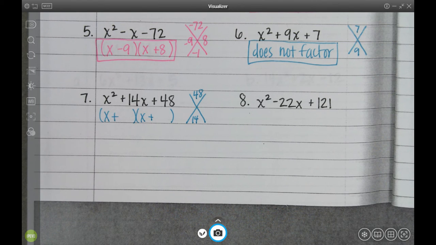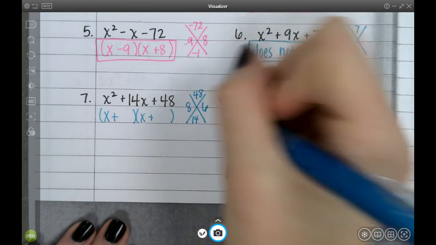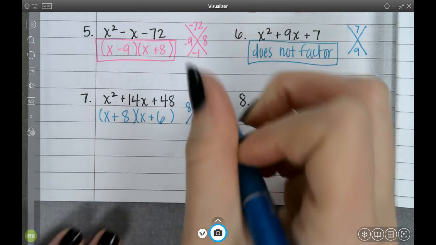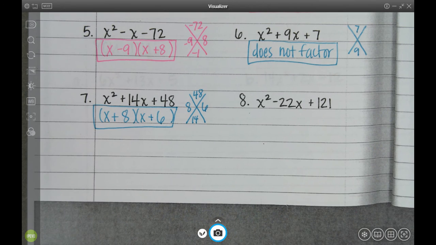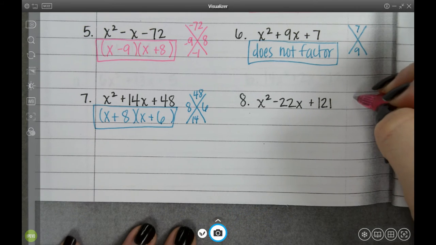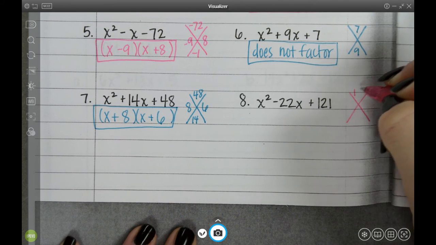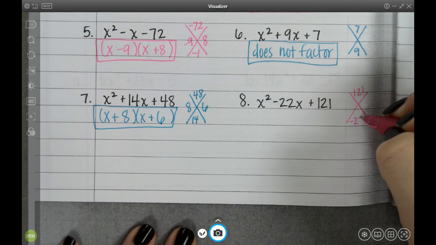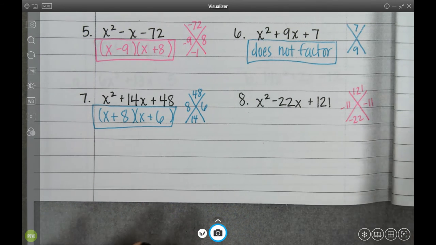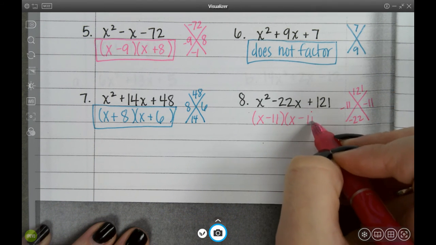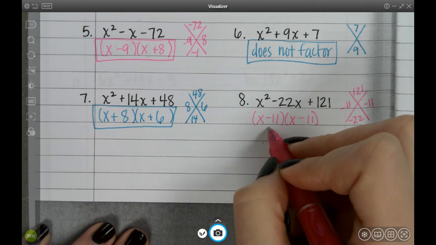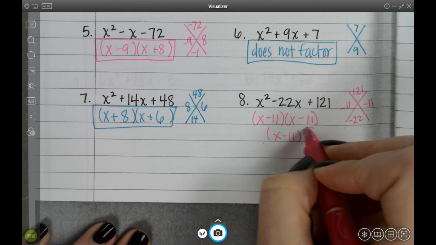Okay, what two numbers multiply to give you 48 and add to give you 14? 8 and 6. Get x plus 8 times x plus 6. Or if you have 8 and 6 flipped, that's okay. X plus 6 times x plus 8 is the same thing. What about factors of 121 that add to give you negative 22? Negative 11 and negative 11. So it's going to factor x minus 11 twice. So x minus 11 squared.